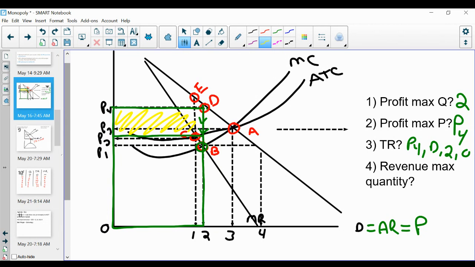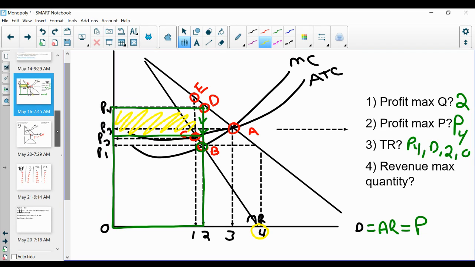I didn't ask you that over to the right. I did ask you, what is the revenue max quantity? And I said, this is probably the hardest one of the 4. And if you answered that it was at 4, you were awesome. You got that right. Okay, so let me explain why it would be 4.